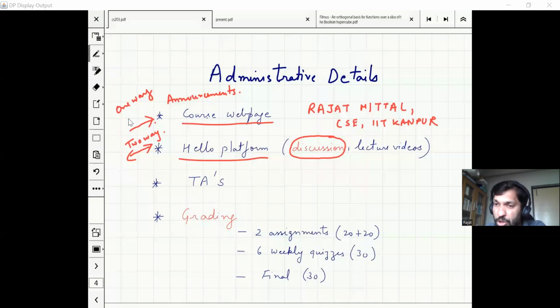If there is an issue with finding the course web page, or if you don't find CS203 in your Hello login, please send me an email. We will do something about it. Otherwise, I will assume that all of you have complete access to both of these things, and even if I post something on one of them, you know what is happening.